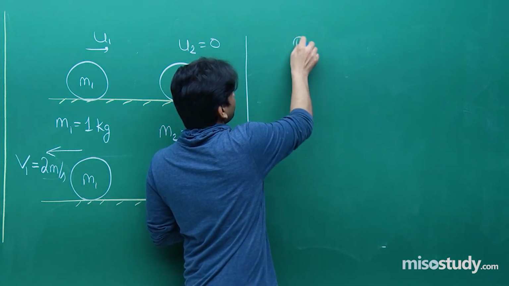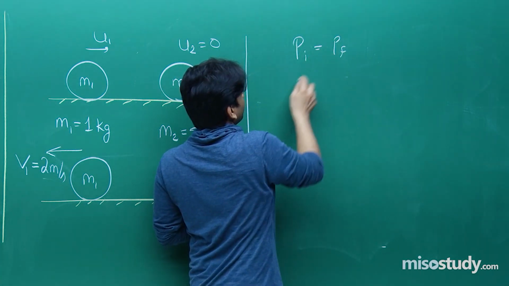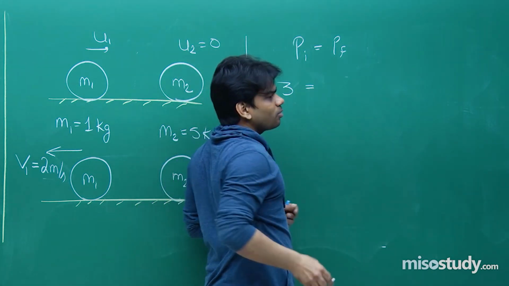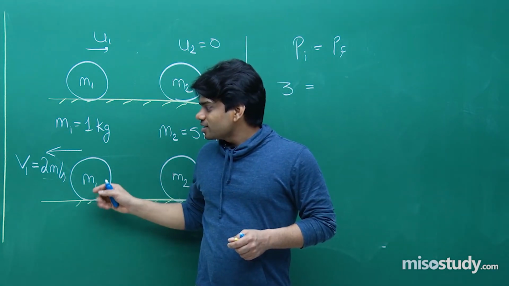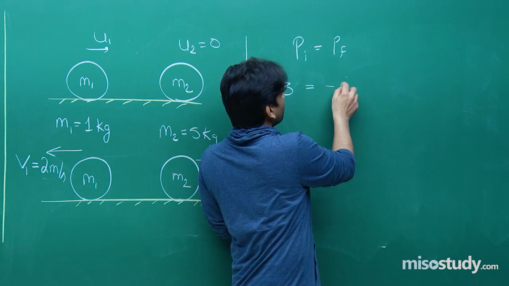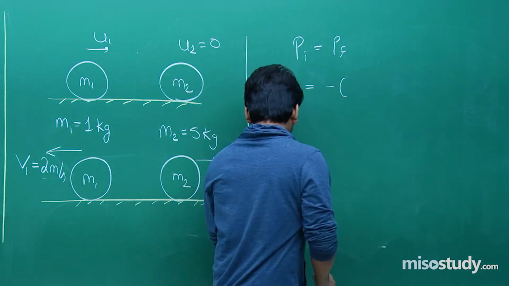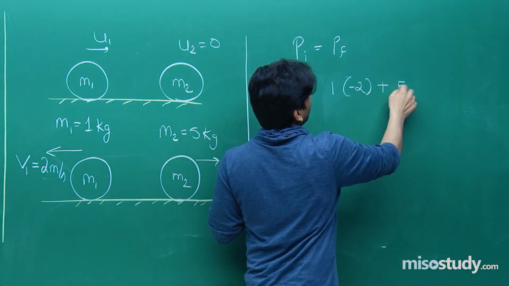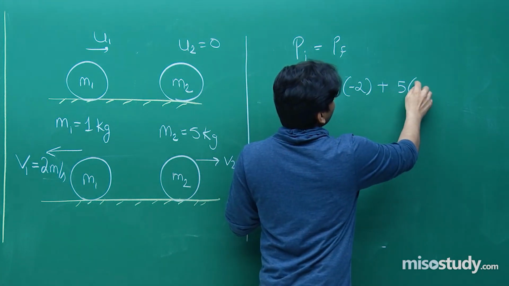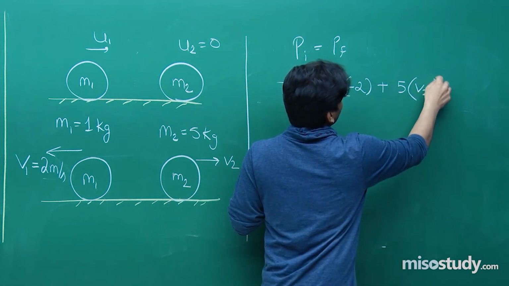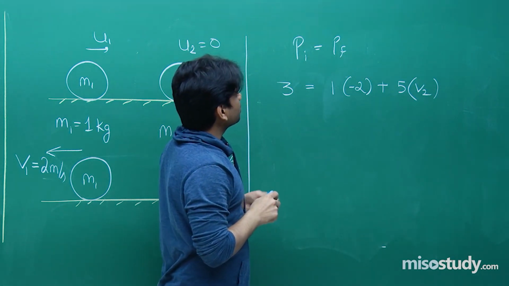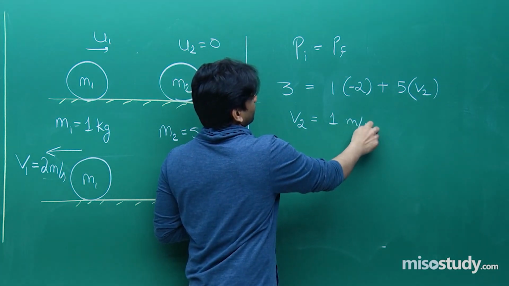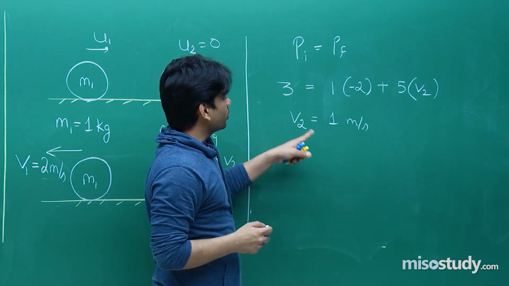So we can write initial momentum is equal to final momentum. We have 3 kg meter per second. Let's keep it as only magnitude 3. Final momentum, you see here, 1 kg mass moving towards left with 2 meter per second. So minus, we can write this as 1 kg mass into minus 2, plus 5 kg mass into its velocity, let's say we have taken this as V2. This will come out to be 3 plus 2, 5, 5 by 5, V2 will come out to be 1 meter per second. I believe that this is clear to you on how V2 is 1 meter per second.